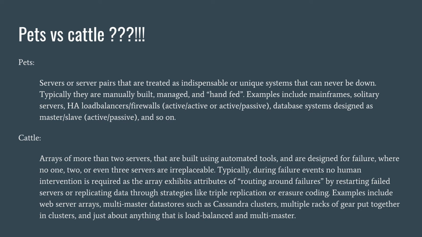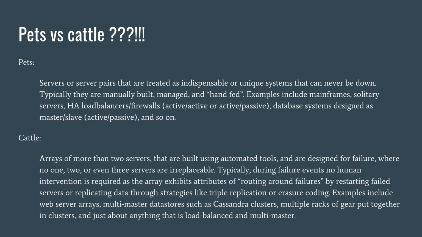If you have a database server with 2 EC2 instances, maybe you can use EFS for sharing your data between these 2 servers. But the other one is the cattle one. In cattle environment, we have arrays of more than 2 servers that are built using automated tools and are designed for failure, where no 1, 2, or even 3 servers are irreplaceable. So typically during failure events, no human intervention is required, as the array exhibits attributes of routing around failures by restarting failed servers or replicating data through strategies like triple replications or erasure coding.